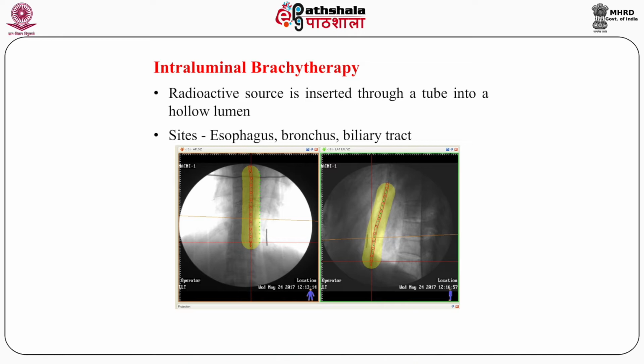Radioactive source is inserted through a tube into a hollow lumen. The site in this particular case is esophagus. We can use this type of treatment in bronchus and biliary tract also.